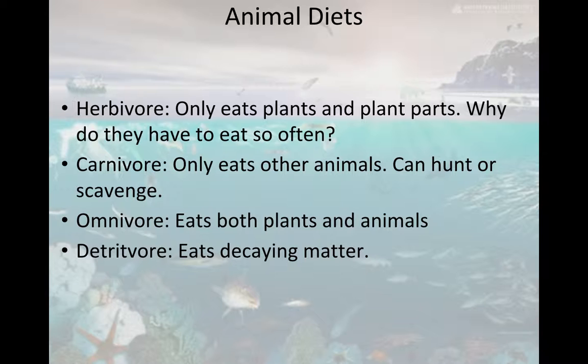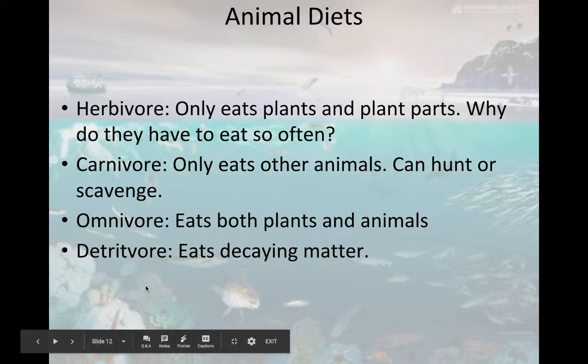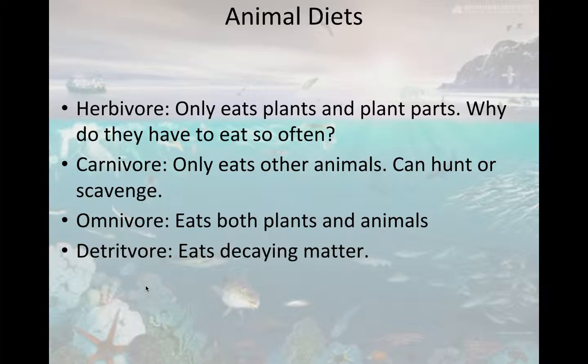And then the new one, maybe for you, is detritivores. These guys only eat decaying matter. So this would pretty much be worms. They love to eat dead stuff. So those are our diets here. And you see, they all have the vor right there. So those are our diets. There really shouldn't be much new in that slide.